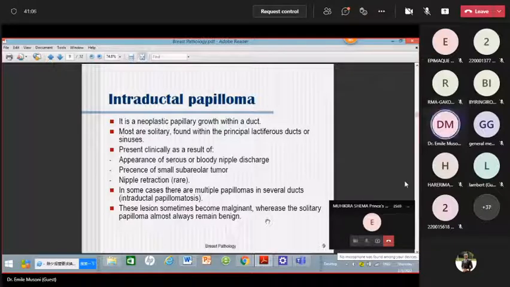There is another tumor called intraductal papilloma. This is a benign tumor. They are solitary and found within the principal lactiferous duct or sinus. Clinically, there is serous or bloody nipple discharge.